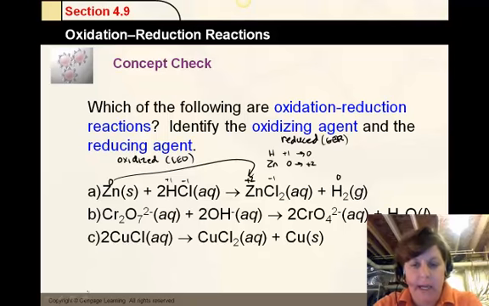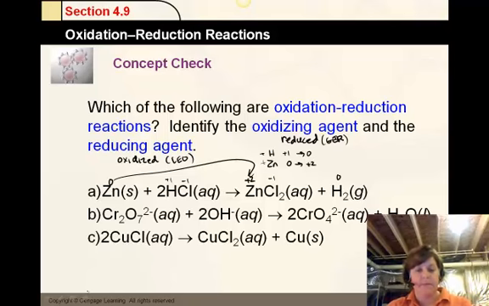So one thing was losing electrons, and one thing was gaining electrons. Now again, if you're gaining electrons, you become more negative, and of course, hydrogen is becoming more negative, so that's being reduced. And therefore, it's the oxidizing agent. Zinc, which is going from 0 to +2, must be losing electrons. If you're losing electrons, you're becoming more positive, and that is the reducing agent. So A is definitely a redox reaction.